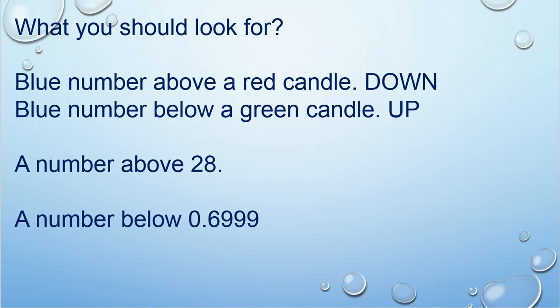So again, what should you look for? You should be looking for a blue number above a red candle, which indicates down, or a blue number below a green candle, which indicates up. You want to be looking for a number above 28 or a number below 0.6999. Yeah, I could say 0.7, but 0.6999 is good enough.